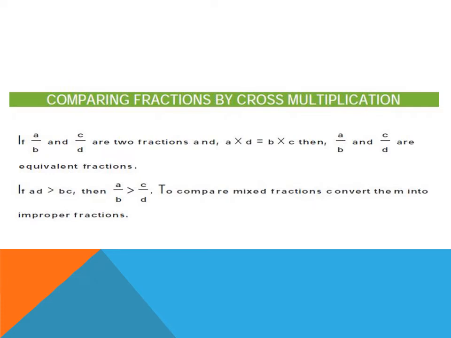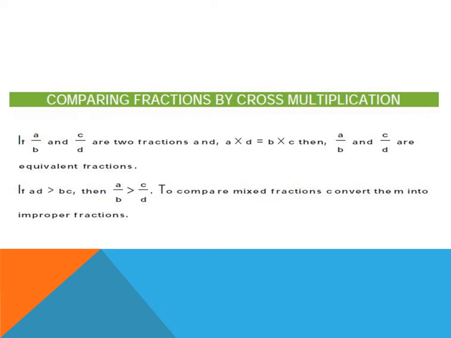Now, look at the screen. If a by b and c by d are two fractions and a into d is equal to b into c, then we can say a by b and c by d are equivalent fractions. If AD is greater than BC, then A by B is greater than C by D. To compare mixed fractions, convert them into improper fractions and follow the same procedure.